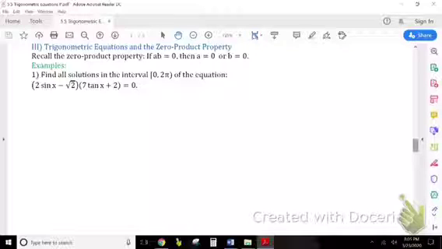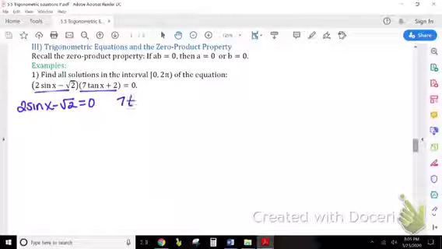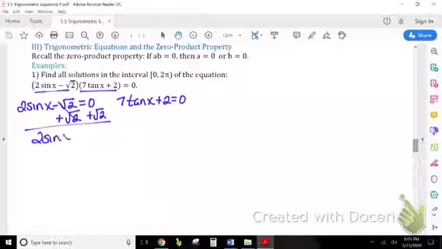Alright, so we've got two things here being multiplied, set equal to 0. So we can set them each equal to 0 and solve. Alright, so I'm going to solve this first one. So we get 2 sine of x is equal to the positive square root of 2. And then we're going to get sine by itself, so divide by 2. And so sine of x is equal to square root of 2 over 2.